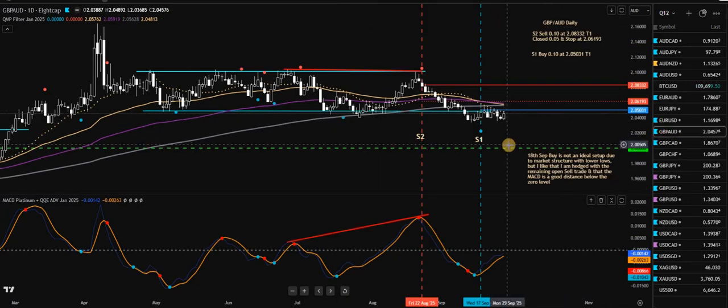Pound Aussie, in this sell still from the 25th of August. Stop in place, can't lose on that. So we're locking in profit there. Took this buy on the 18th of September, and it's just below the entry point at this stage. MACD platinum still below the zero level, and again going nowhere fast.